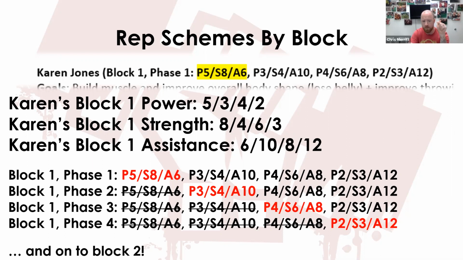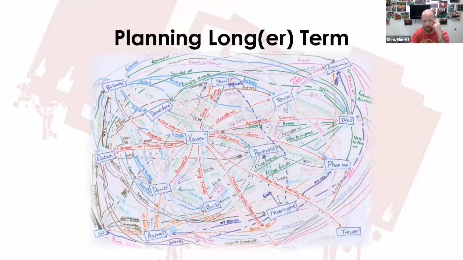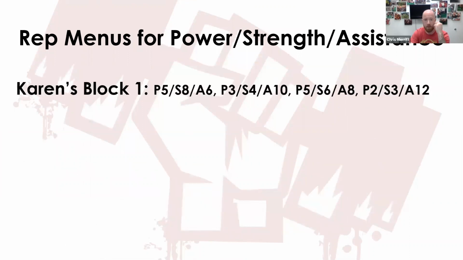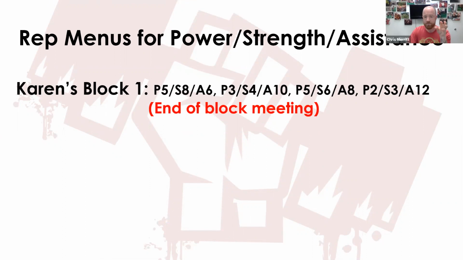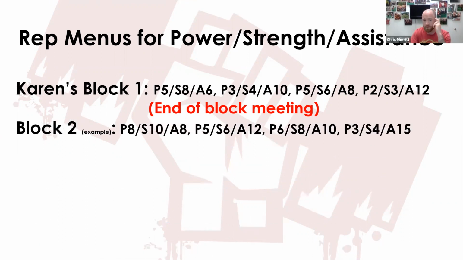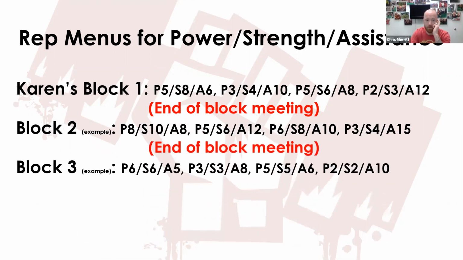But let's talk assistance on that. I think it's on this one. Yeah. So she would go through that. Okay. She finishes a block and then she'd have an end of block meeting. Again, we're going to talk about that end of block meeting next week. Then block 2, there'd be another end of block meeting. Block 3, there'd be another end of block meeting. And this goes on for perpetuity.